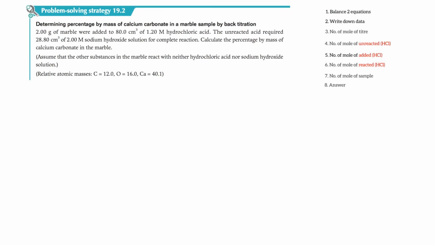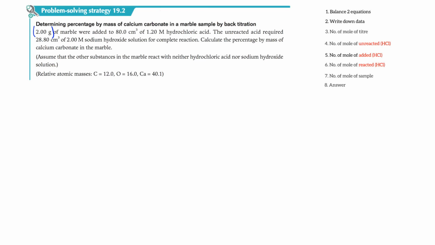So one example. Right here, we will have the steps. First step is the balanced two equations. Let's have a look at what happened here with marble. We put it into a known amount and known volume of HCl. So some of the HCl will be unreacted and remains, and they will titrate with the sodium hydroxide, just like the examples we mentioned just now. We're going to find out the percentage by mass of calcium carbonate in the marble. That means this 2 grams is not reliable, so we'll put a bracket for that.